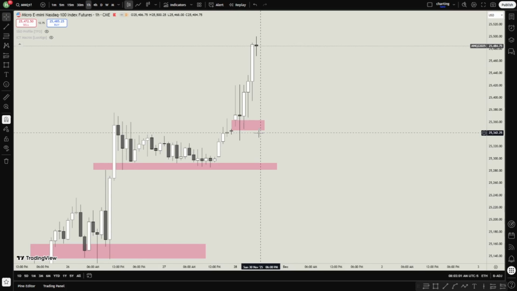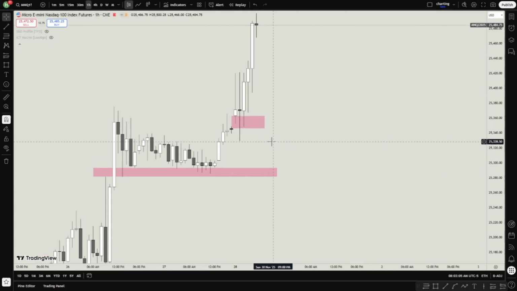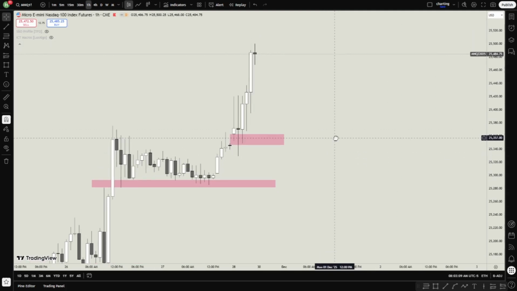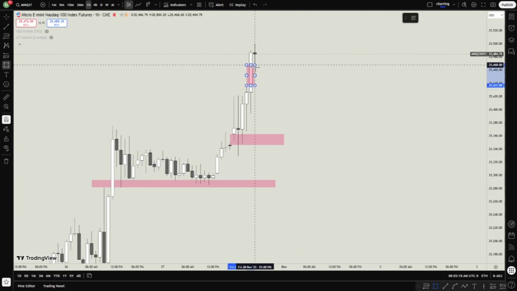I preferably generally look at fair value gaps as a PD array. But you know, these held bullish, so this becomes an extra confirmation for me to say bullish order flow is getting respected.